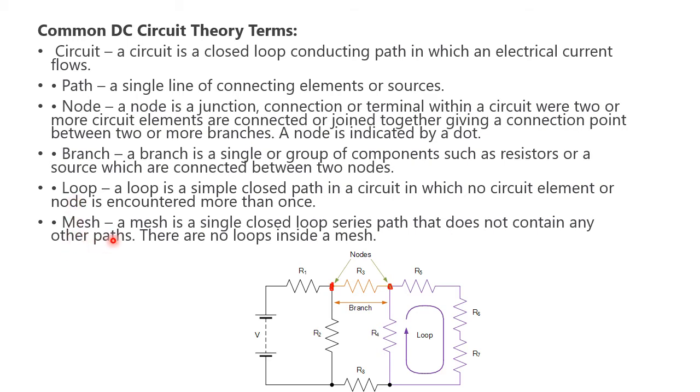Then mesh. A mesh is a single closed loop series path that doesn't contain any other paths. There are no loops inside a mesh.